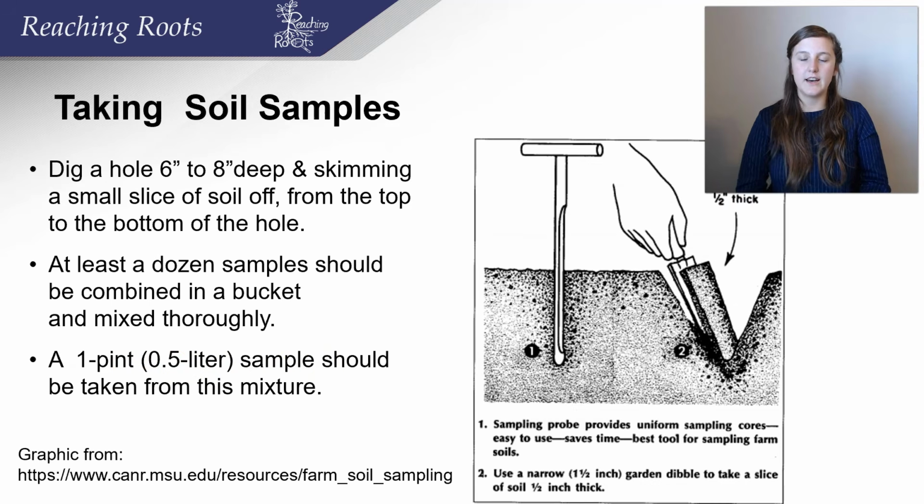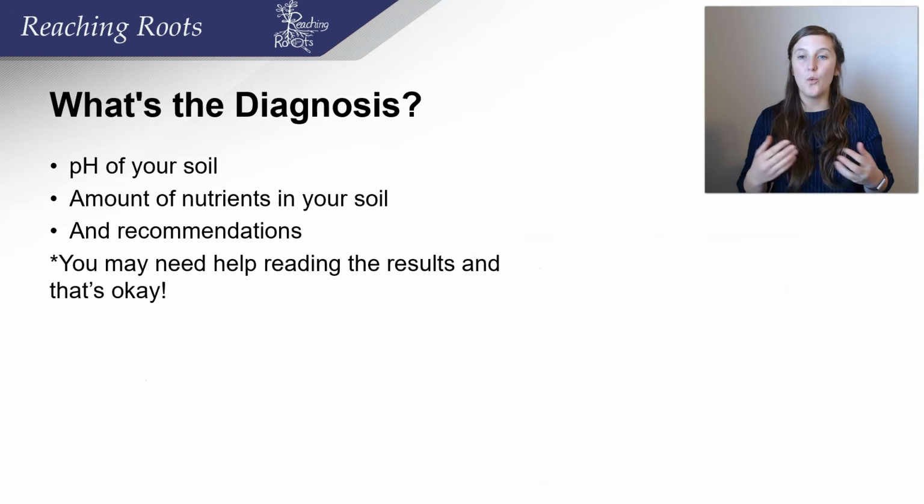So you want to take a bunch of these little samples, add them together, mix them up, so you're doing a subsample. This helps you make a more accurate determination of what your soil looks like in your garden. Once you submit your soil sample, after a little while you'll get your diagnosis. This is like the report that you get from the doctor. They'll tell you the pH of your soil and the amount of nutrients that are in your soil.